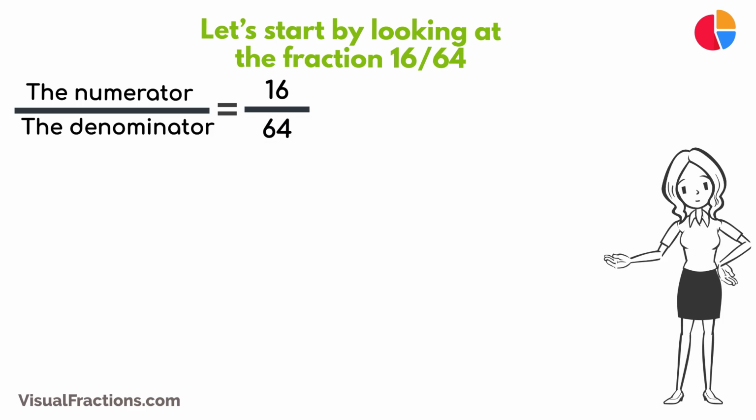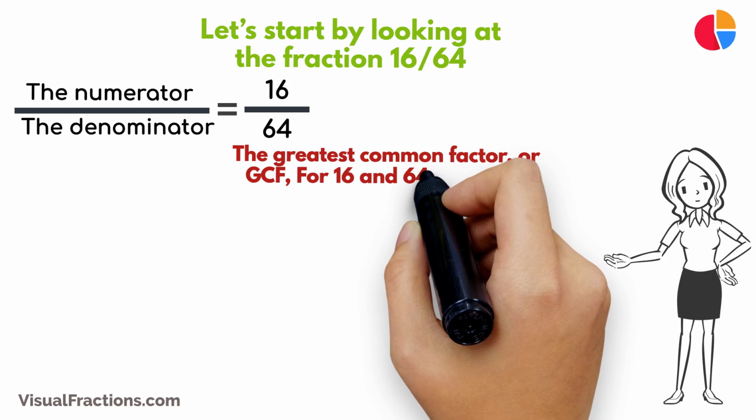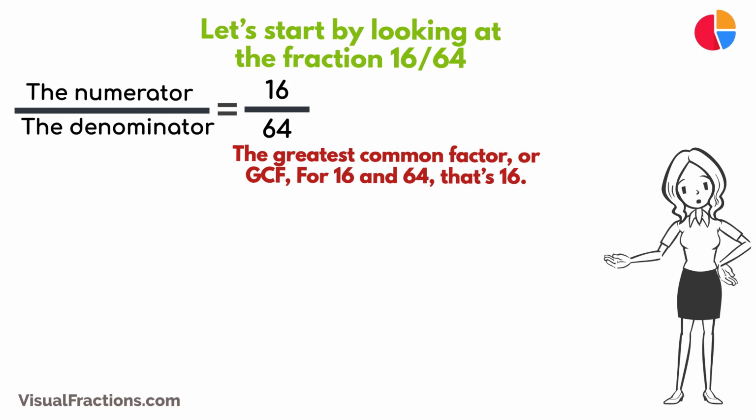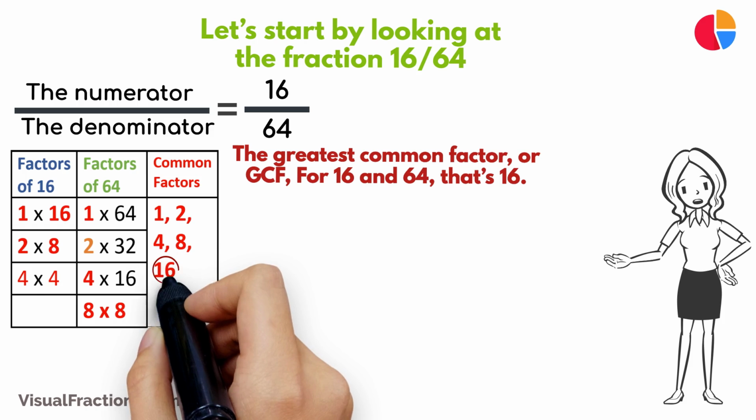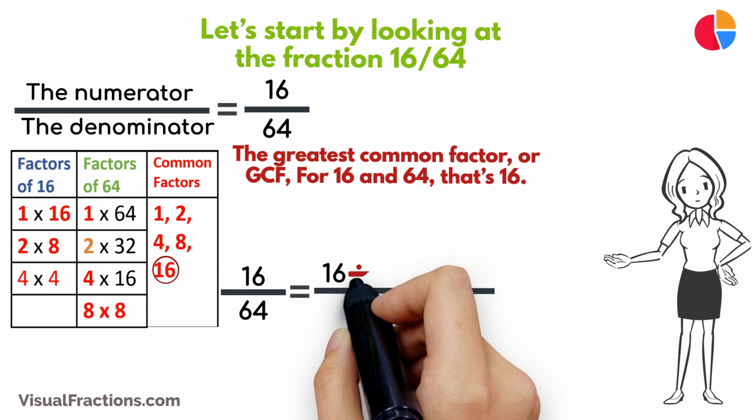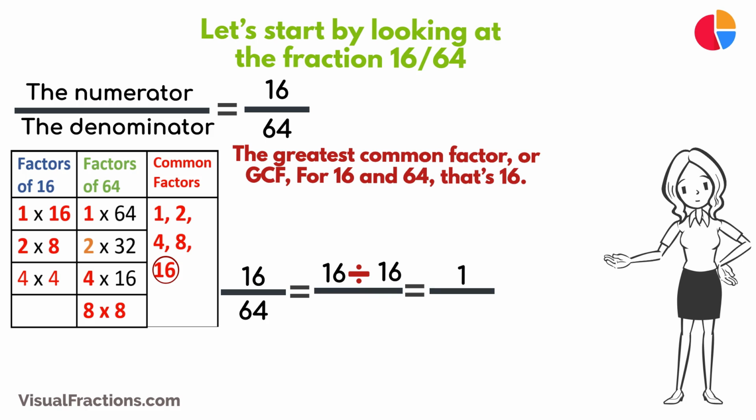The greatest common factor, or GCF, is the largest number that can evenly divide both the numerator and the denominator of a fraction without leaving a remainder. For 16 and 64, that's 16. We start by dividing 16 by 16, which gives us 1. Then we divide 64 by 16, which results in 4.